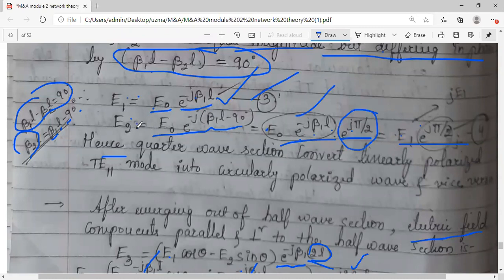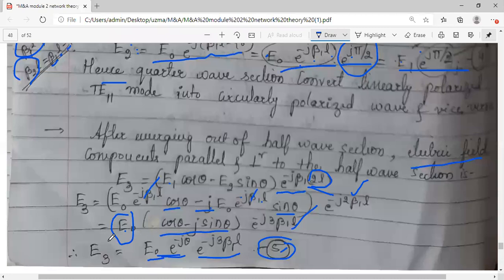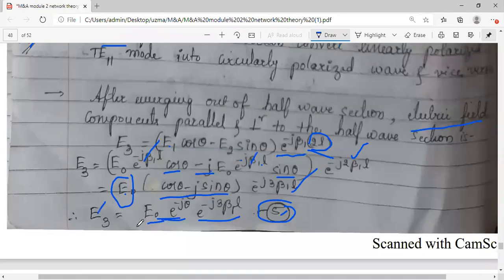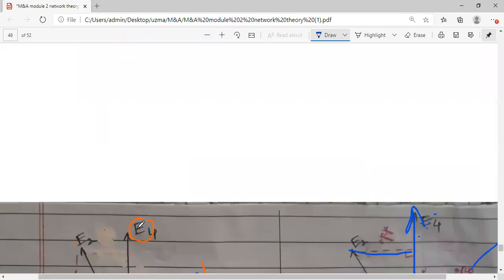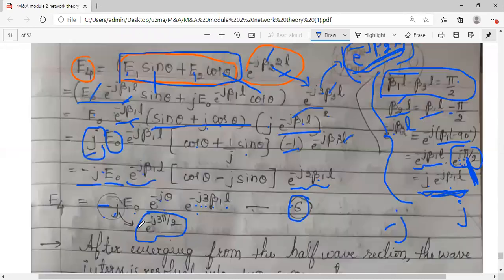It means the phase difference between both components is pi by 2. Similarly, compare equations 5 and 6, the E3 component and the E4 component. What is the difference you find in both the equations? You have an additional term, this exponential, that is the j term. It is nothing but, again, the phase difference between the two components is maintained at pi by 2 only.